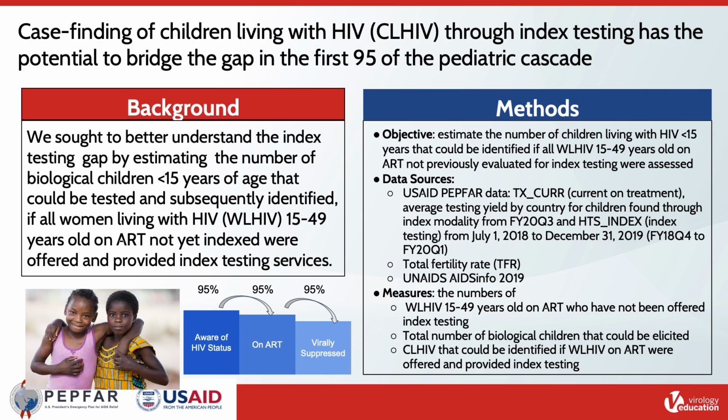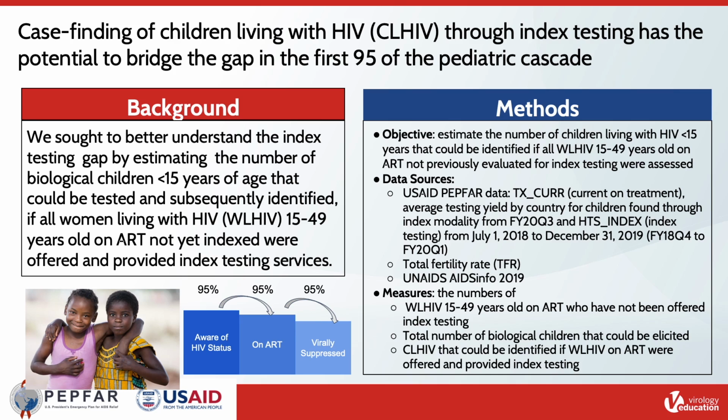Index testing is an efficient and effective way to identify PLHIV and quickly link them to life-saving ART. Unfortunately, index testing has been slower to scale for pediatrics than it has for adults, and more efforts are needed to maximize this testing modality to close the gap in case identification for pediatrics, or the first 95 of UNAIDS 95-95-95 goals.